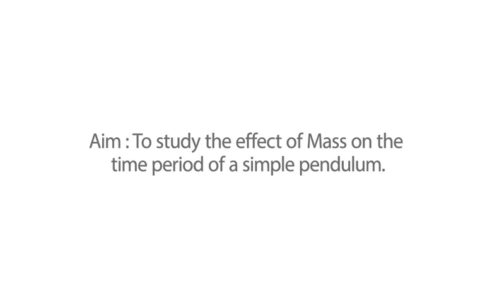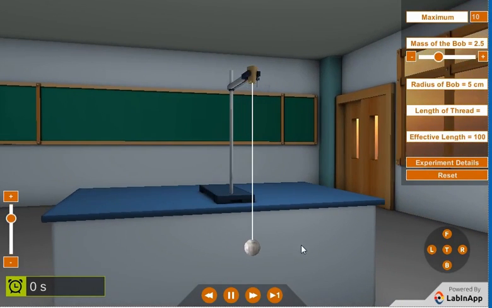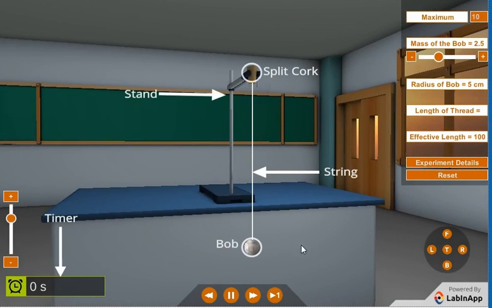Aim: to study the effect of mass on the time period of a simple pendulum. The setup for this experiment is as shown.